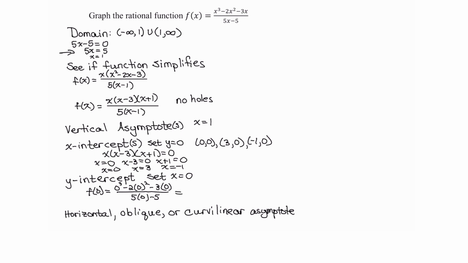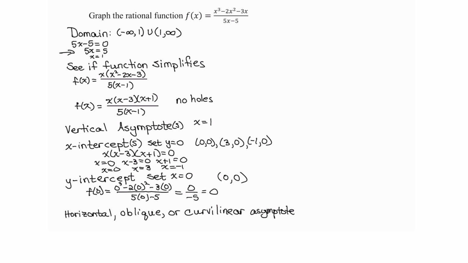And that gives me 0 in the numerator divided by negative 5 in the denominator, and I get 0 out. So for my y-intercept, when 0 goes in for x, 0 comes out for y. I have a y-intercept of (0, 0).